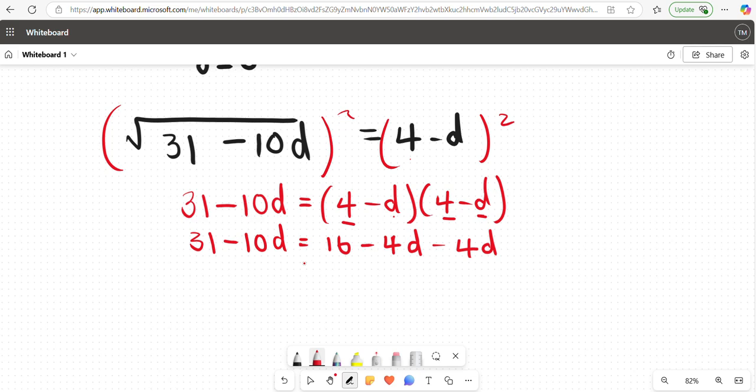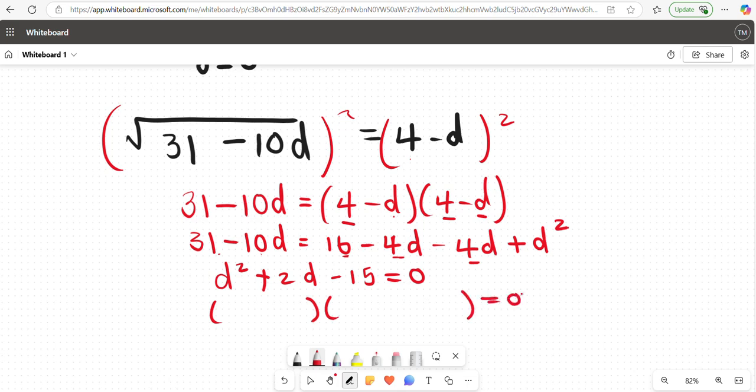Now let me just collect my like terms. If I do my like terms, I end up getting a d squared, minus 4, minus 4 is a minus 8. And then I'm going to add it with the 10. I'll get a positive 2d actually. Not a minus, a positive 2d. And then lastly, a 16 minus a 31 would give me a minus 15. So I get this trinomial. I need to factorize this trinomial.